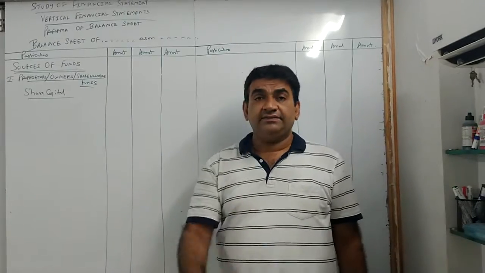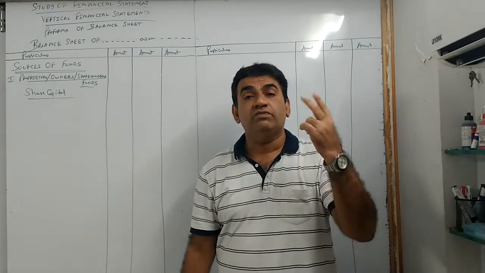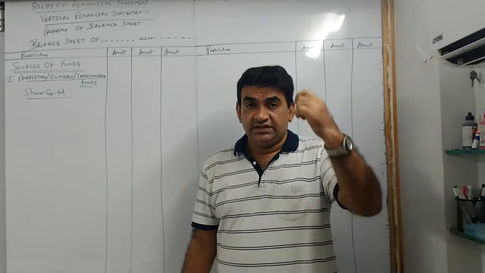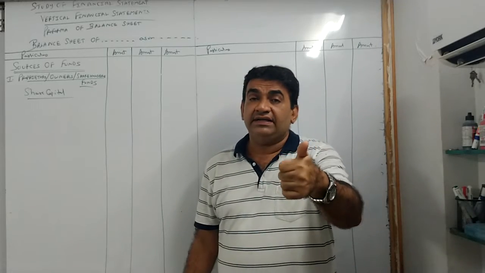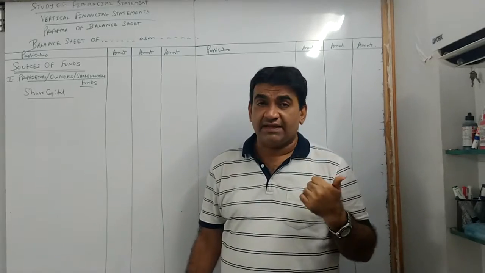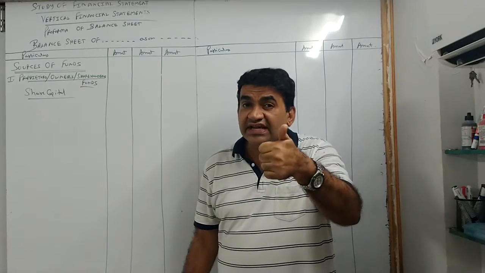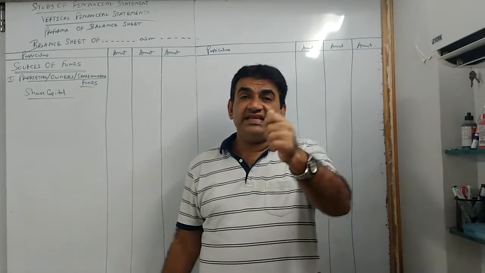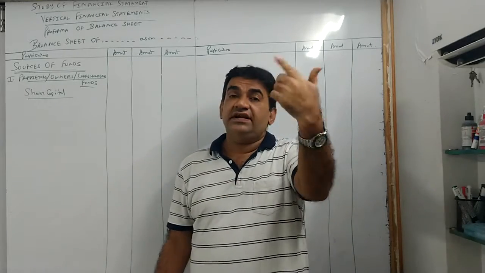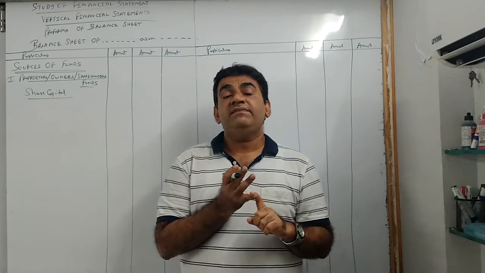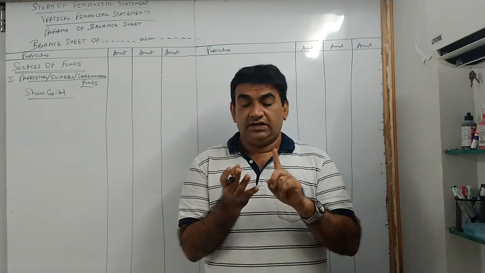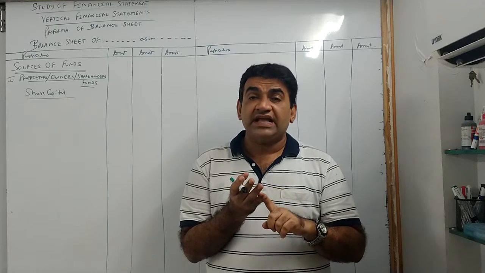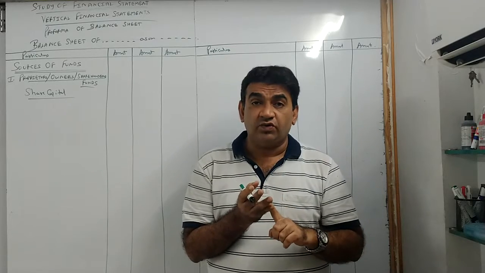Now share capital is further divided in two parts. One is equity share capital and the next is preference share capital. Now see the difference between the two. You will study equity and preference in detail next year in TY. Equity means money belonging to the original shareholders, and preference share capital is money belonging to the preference shareholders.